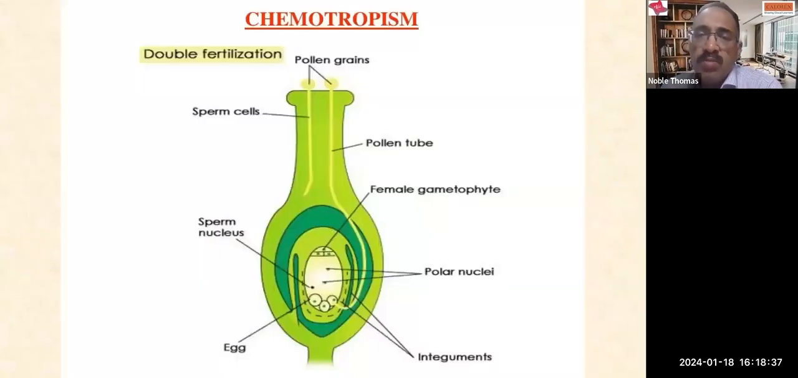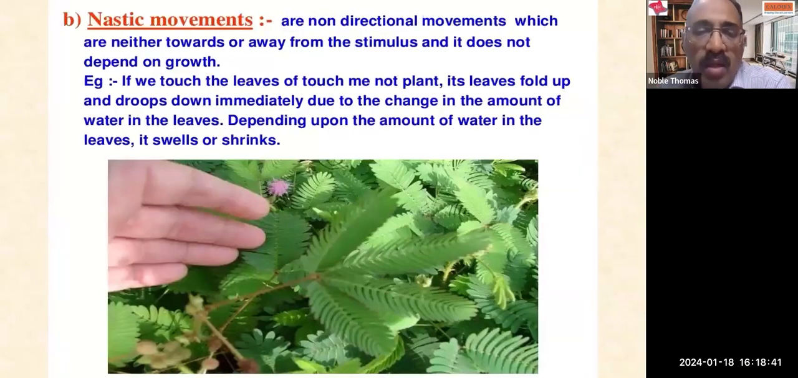This is chemotropism, the movement of the pollen tube towards the style. Then comes the nastic movements. Yes, the nastic movements are those movements which are happening, but the direction of the stimuli is not a question. It is a non-directional movement. It is neither towards the stimuli nor away from the stimuli. So that is what we call the nastic movements.